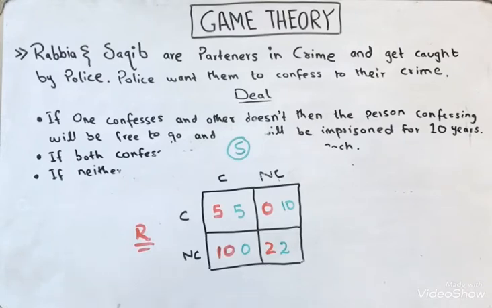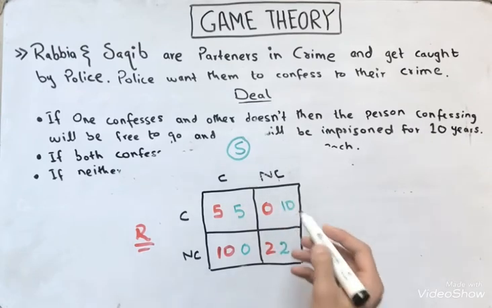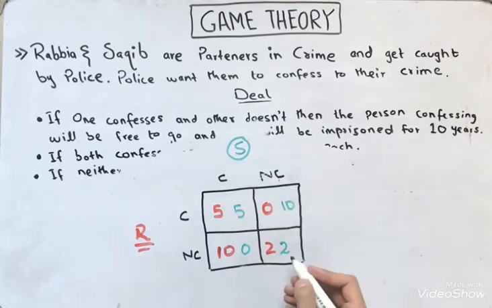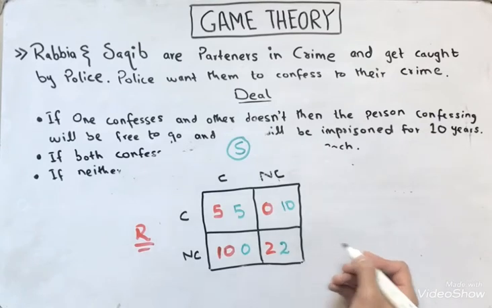So it is clear to see that if both of them trust each other, then the best outcome for both of them is going to be not confessing, because if Saqib doesn't confess and Rabia doesn't confess, then they will both be out of jail in 2 years.